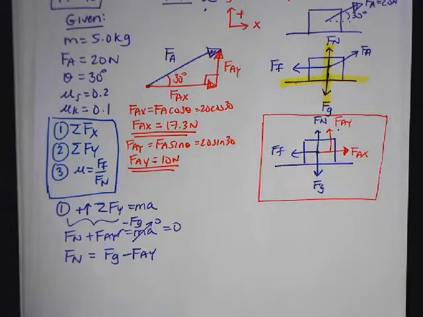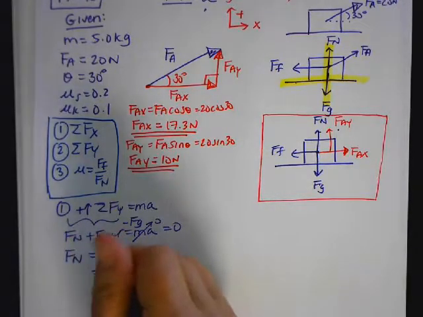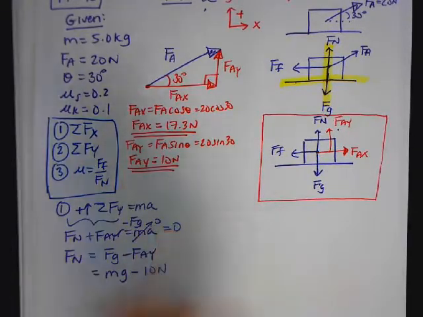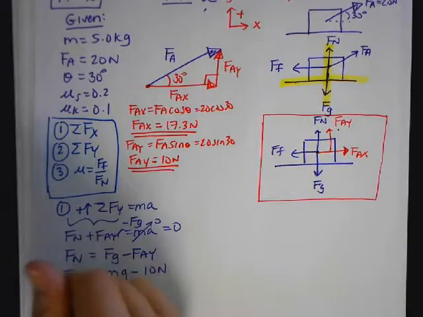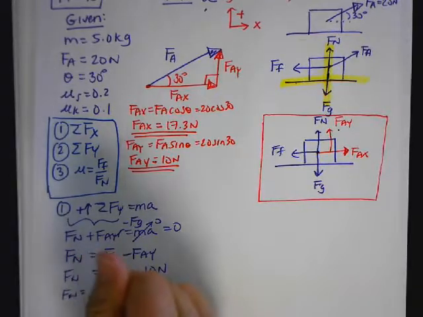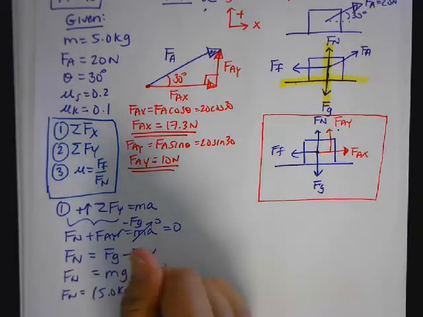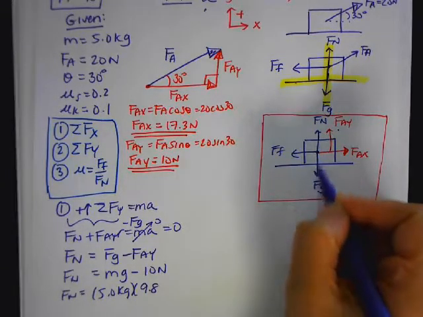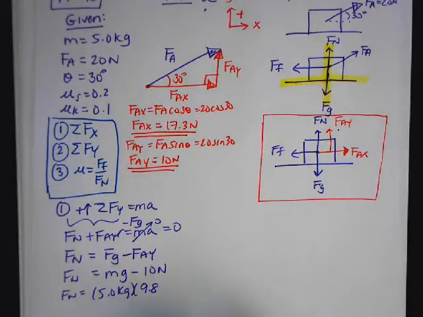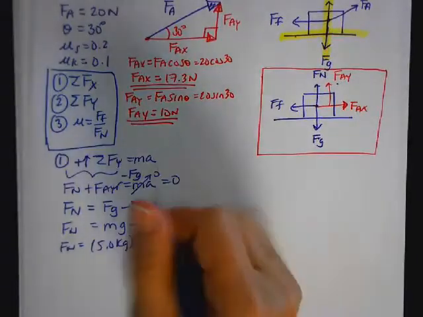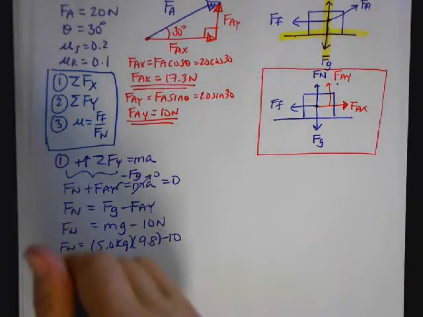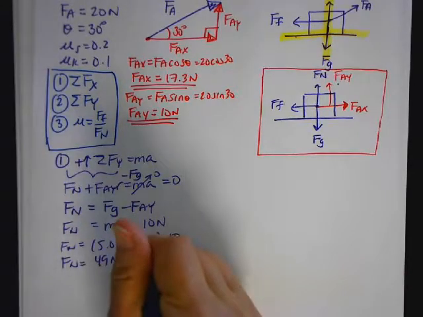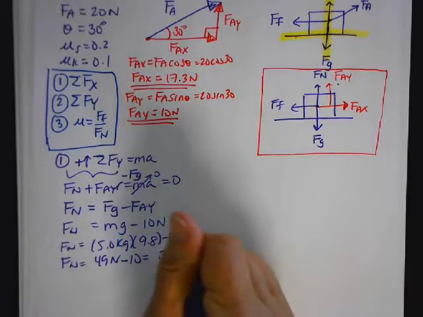So again, this is positive, and this is negative. Now, I'm going to substitute in my values. F_g is mg minus F_ay, which I already found was 10. So F_N is equal to 5 kilograms times 9.8. Again, I don't make this as negative because the negative is already taken into consideration there. So I don't do a double negative. Minus 10. So F_N is equal to 49 minus 10, so F_N is equal to 39 newtons.